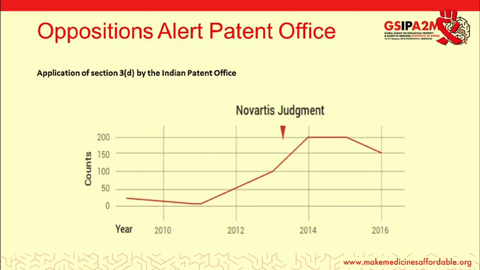Section 3D by the Patent Office, spike in the application by the Patent Office. The Patent Office probably was emboldened, or it became more courageous in its application. We noted that a decision of the Supreme Court setting things in the right direction can have a substantial impact on things that happen at the ground level.